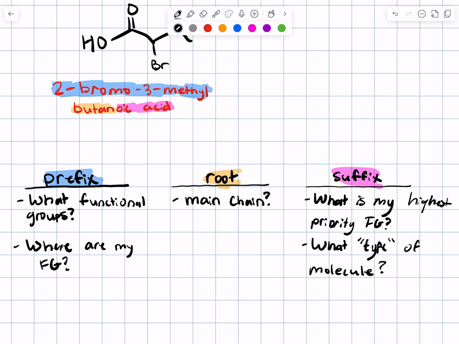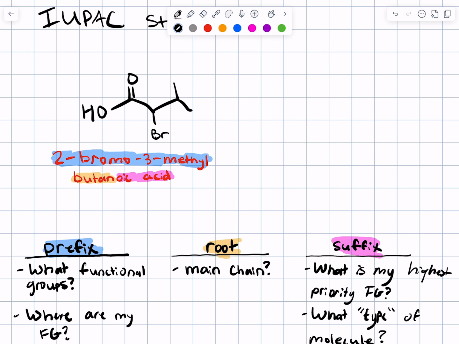So the prefix is telling us what functional groups do we have and where are they. My root is telling me my main chain, and my suffix is telling me what my most important functional group is, and sort of the class of molecule that I'm working with. So looking at this again, my root, I'm working with a butane molecule. And my suffix, so this is a type of oic acid, a carboxylic acid, which is also communicating that carboxylic acid is my most important functional group.